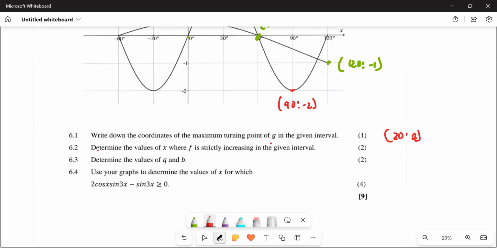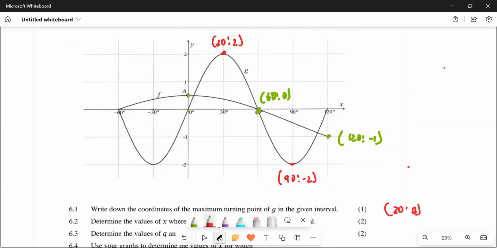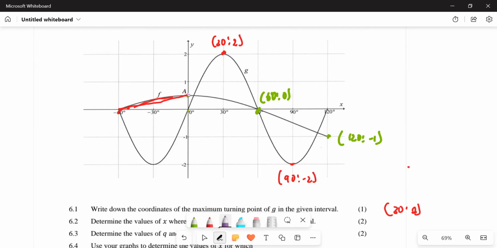And then number 2, they say, determine the values of x for which f of x is increasing. So I'm going to look at f of x. Increasing means the y value is getting bigger, up until you get to the turning point. You start from here up until you go to A, because A is the turning point. Is the graph getting smaller or bigger here? It's getting bigger. As soon as I get from A, this graph is getting smaller.